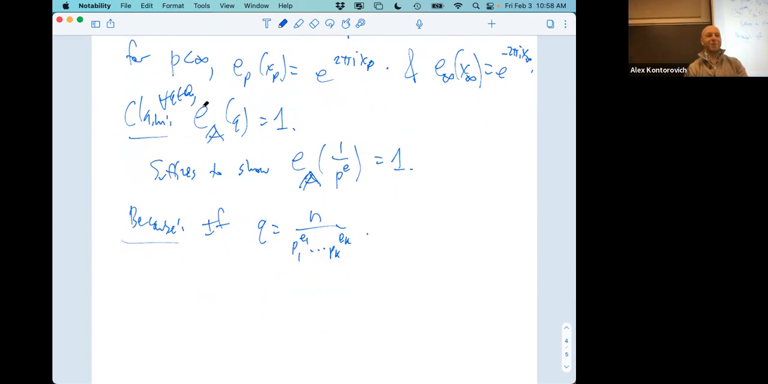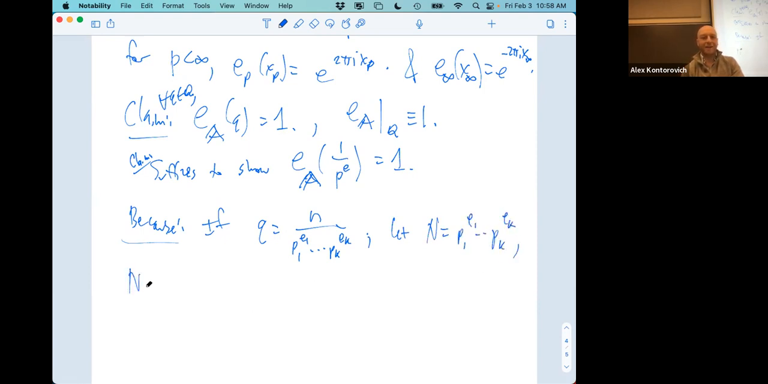Claim 1 is that the character is trivial on the rationals, i.e. this thing restricted to the rationals is identically 1. Inside that claim is another claim. That's a suffices tactic. It says it suffices to show that on reciprocals of powers of primes, it's 1. Yes, but it's a little more subtle than that. In fact, when I was thinking about this argument is when I said I don't like how I treated weak approximation. So let me show you why. If q is this, let n be p1 to the e1 up to pk to the ek, and N_j is n divided by p_j to the e_j.